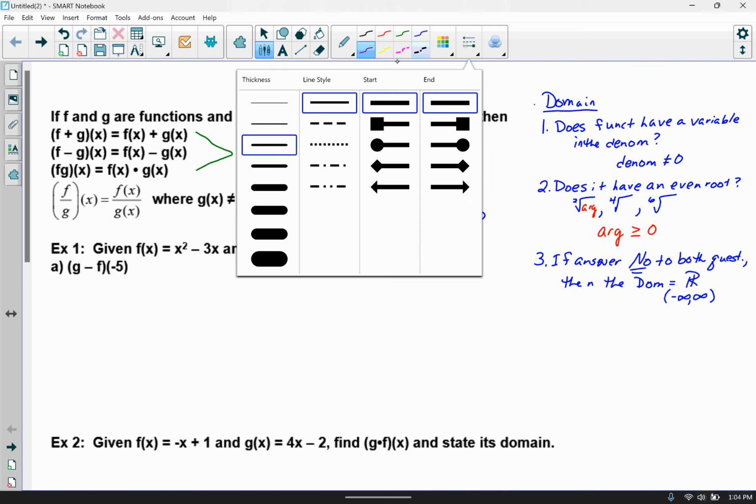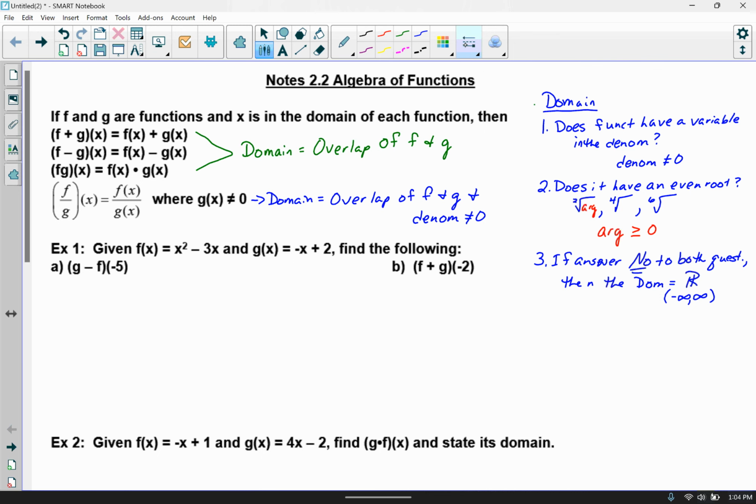All right, so let's come down below. I'm going to actually do this entire page here with you. If at any point, though, you want to stop, especially like here in example 1, I'll do letter A with you, but I'm going to go ahead and do B. It might be a good idea after I do A to pause the video and try B on your own.